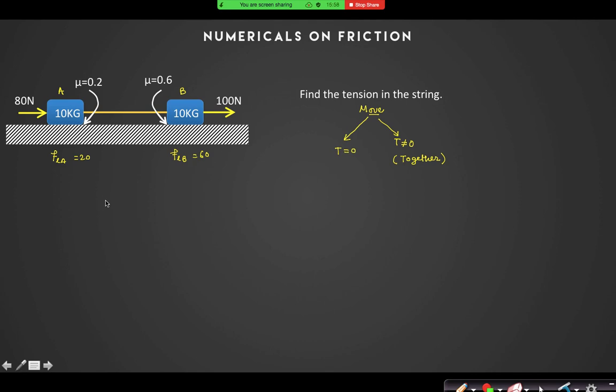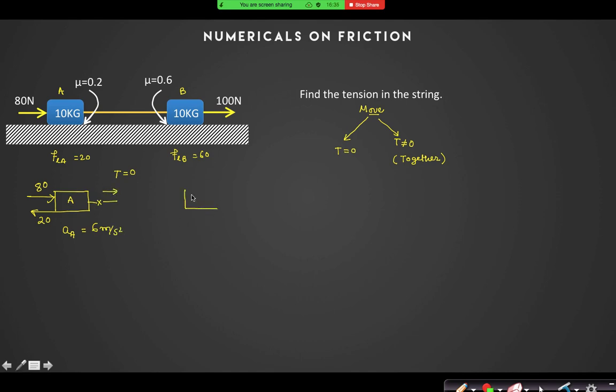Look, if I draw the free body diagram of block A, then this 80 Newton force is greater than the 20 Newton force, which is the friction force. 80 Newton is greater than 20 Newton, right? So first let us assume tension equal to 0. If I assume tension equal to 0, what is the acceleration of the block A? 6 meter per second square. I have assumed tension to be 0, so acceleration of the block is 6 meter per second square in this particular direction.